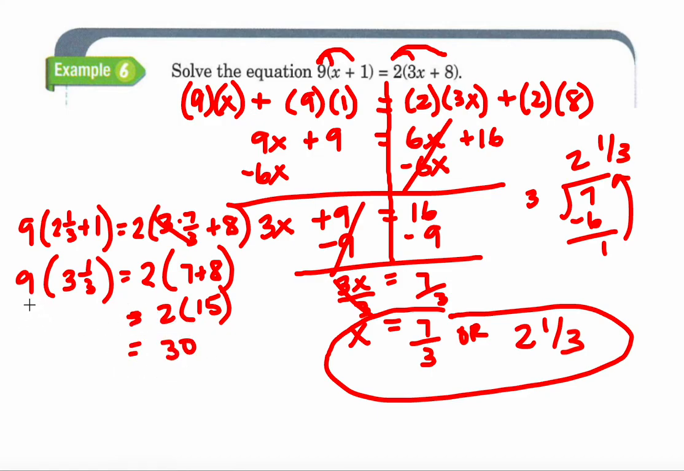And then over here, I get 9 times 3 1/3. That's really 10 thirds, right? Because 3 times 3 is 9. 9 plus 1 is 10. 10 thirds. So 9 times 10 thirds. Let's see, top and bottom can be reduced by 3. So this is 3 times 10, which is 30. Yep, checks out. Ugh, gross, but it's the answer. Can't do anything about that.